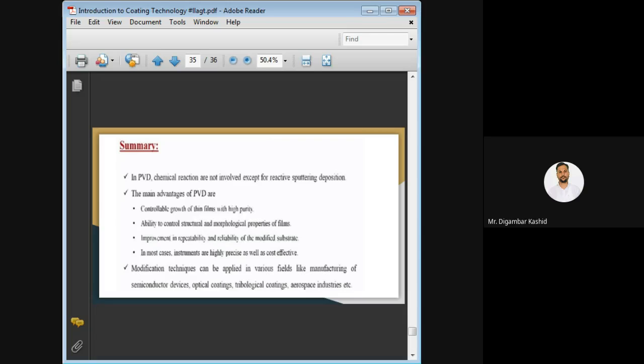Okay, now the main advantages of this PVD, physical vapor deposition, are: the first advantage is a controllable growth of the thin film with high purity.